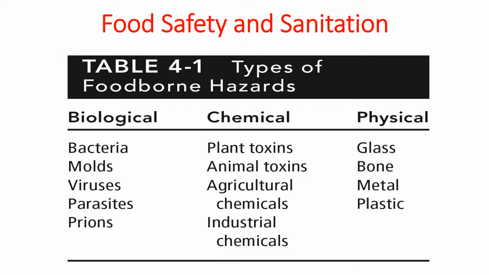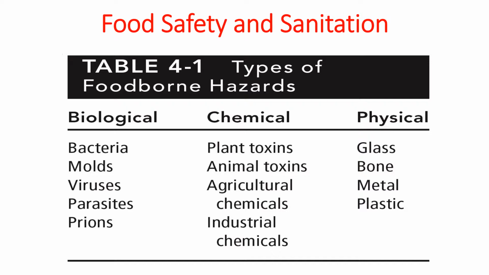We're going to focus mostly on the biological component just because that's the one that we're most at risk of in this class. And generally, foodborne illness, while it can come from all 3 categories, more frequently you tend to see it coming from biological sources. So those are, as you can see, bacteria, molds, viruses. Those are the main ones that we see.